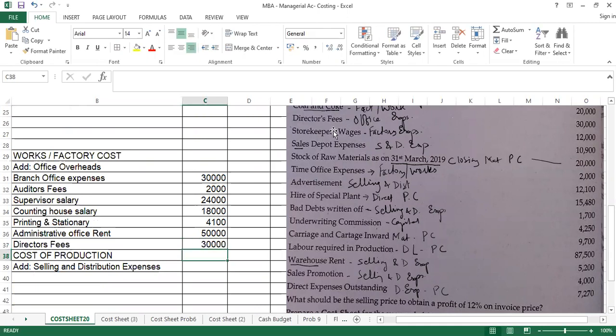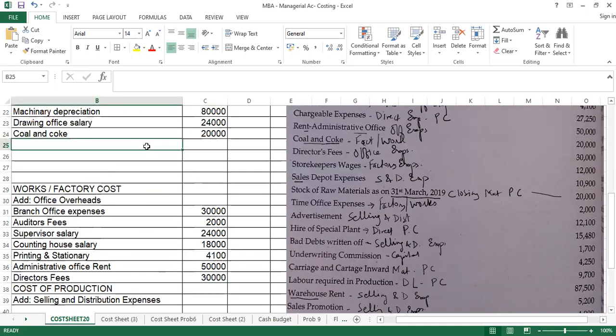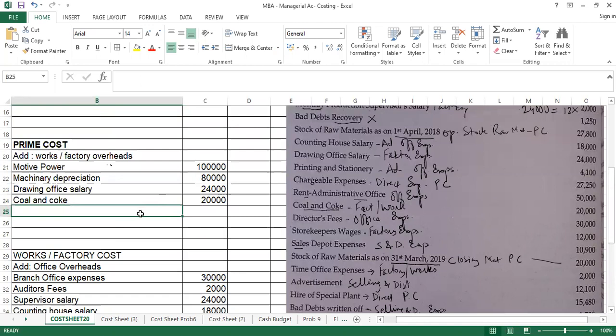Next, after direct expenses, what do we have? Storekeeper's wages. Very good, Jay. Where does the storekeeper work? In the factory. So where should it be added? In factory cost, storekeeper wages. Storekeeper wages will go into factory cost, 12,000.